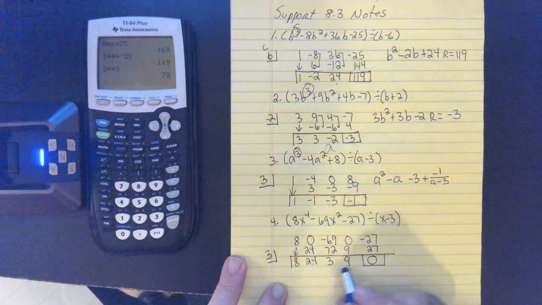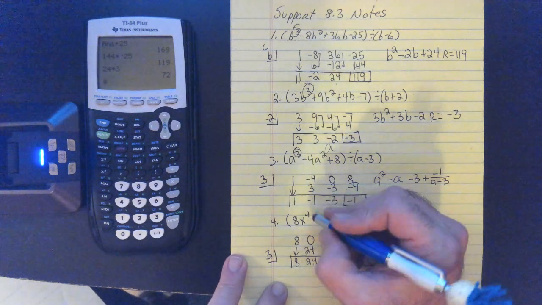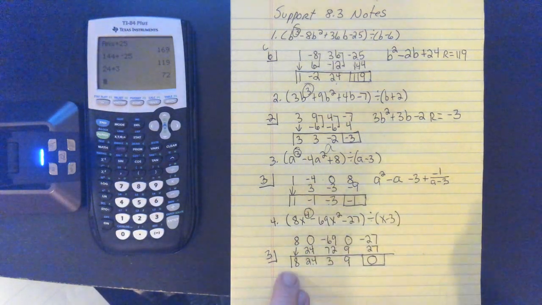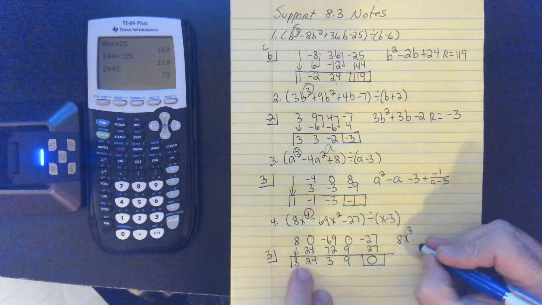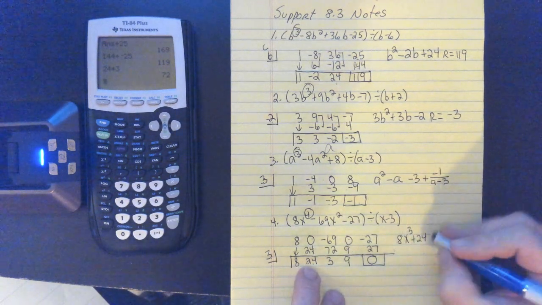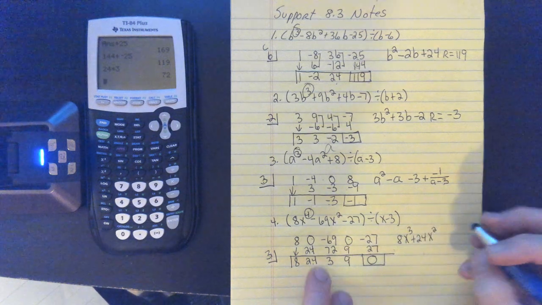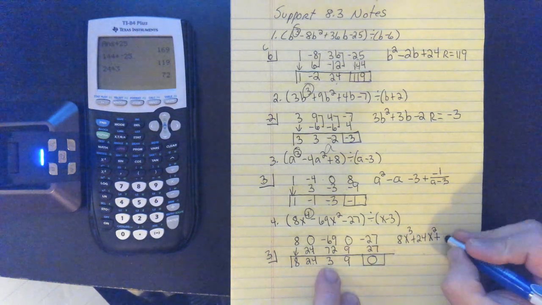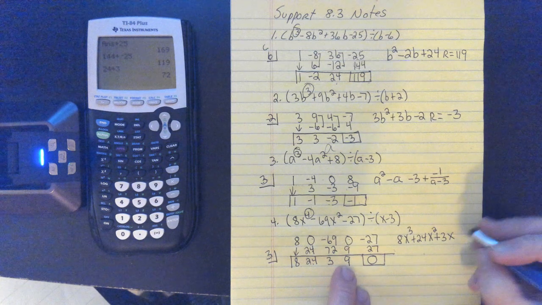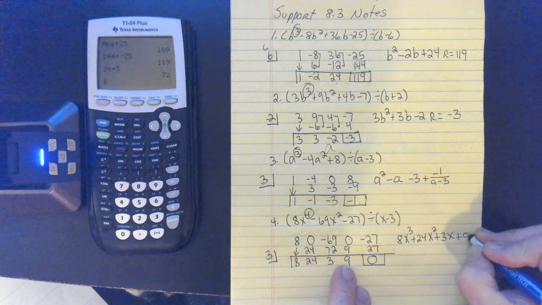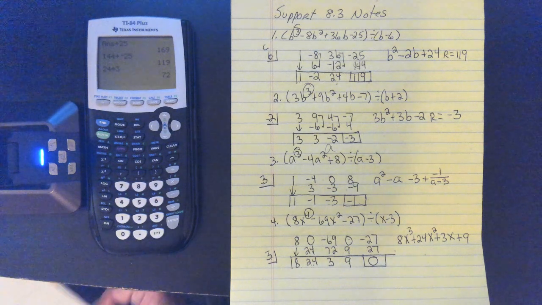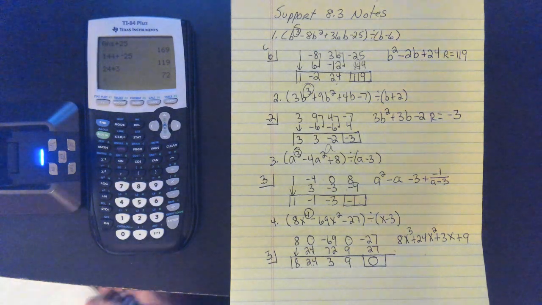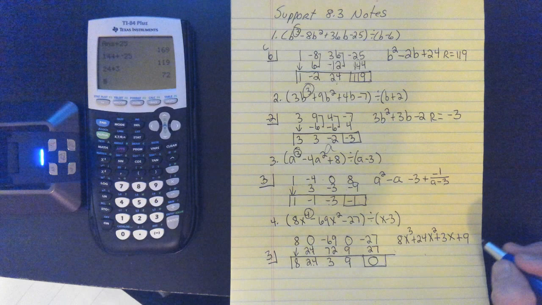So how are we going to write this answer? Right, 1 degree less than that x to the 4th. So that's going to give me 8x to the 3rd plus 24x squared, and I just keep going down until I'm done, plus 3x plus my number, which is 9. And remember, since I had a 0, no remainder, I don't need to put anything else.